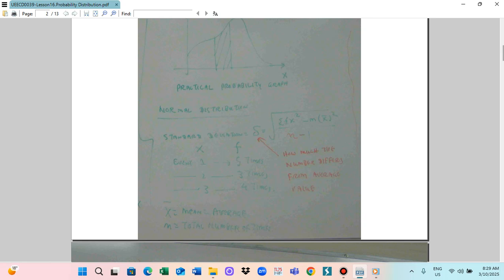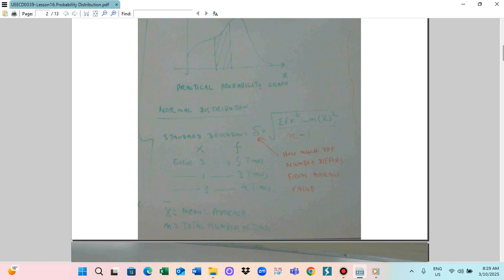How much the number differs from the average value, this we call a standard deviation. So standard deviation is how much the number differs from the average value. So this is standard deviation you can calculate.